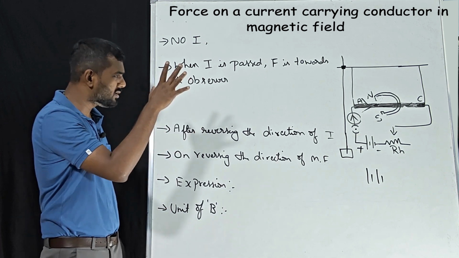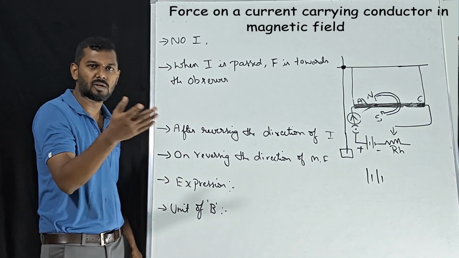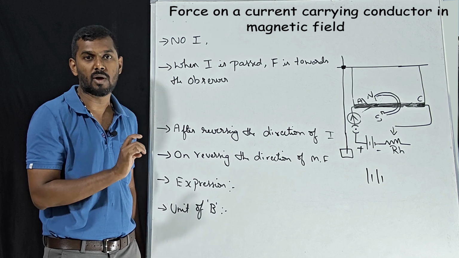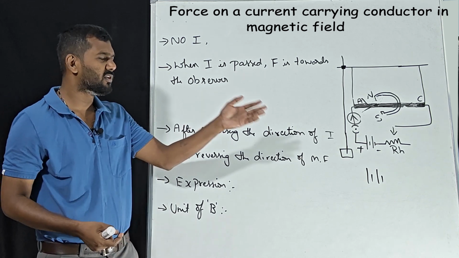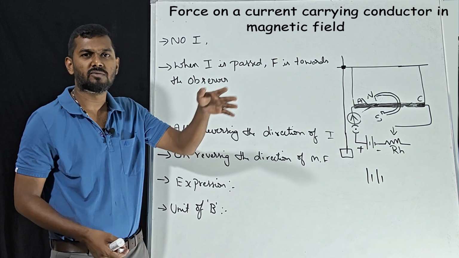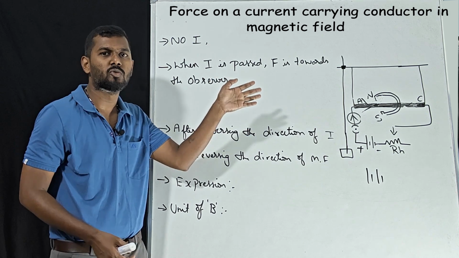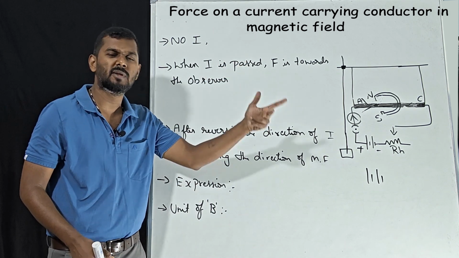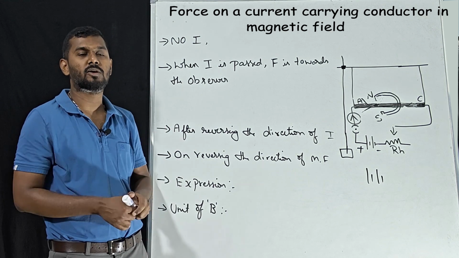Understood? Once you know this one, it is very simple. In the 2025 paper also, this question was asked in the board exam for 4 marks. Very simple questions: in which direction will this move, whether it moves towards this or away from this. If you know how to apply Fleming's left hand rule, you can answer any question.